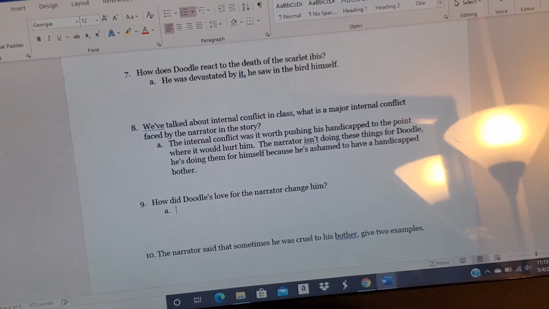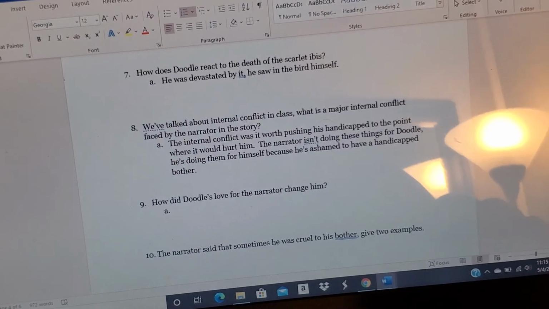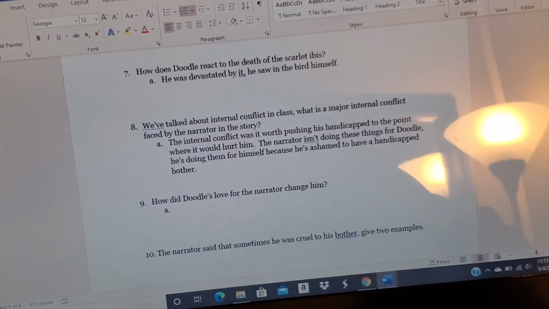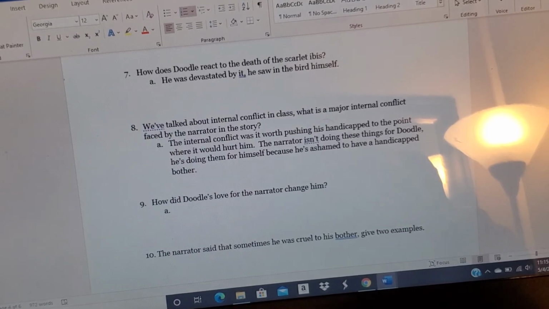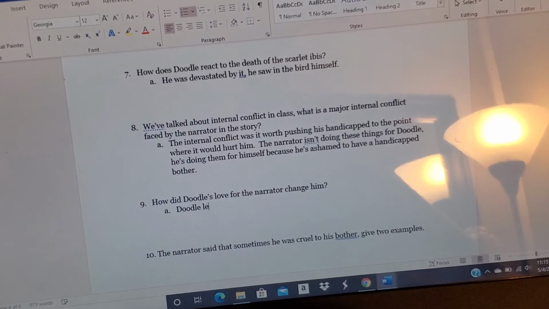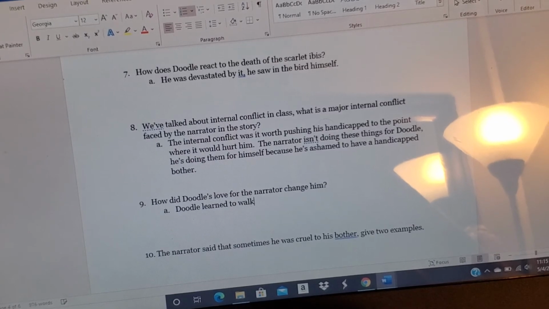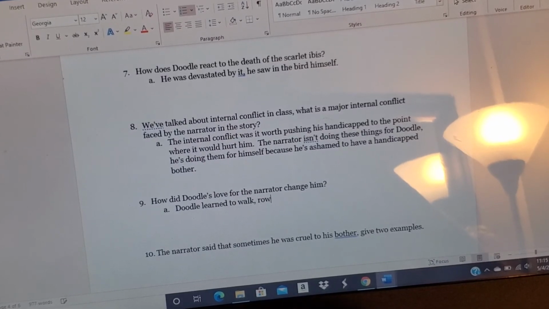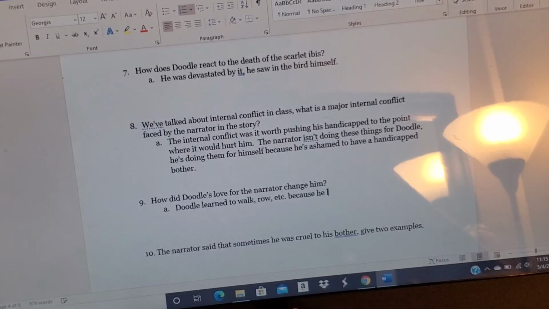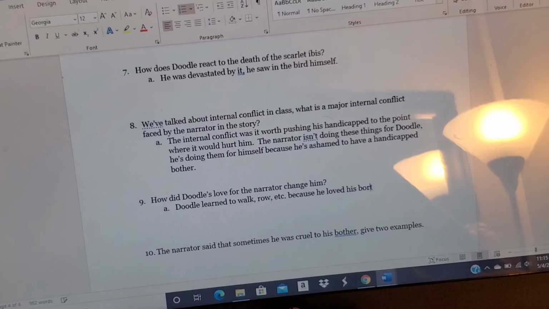How did Doodle's love for the narrator change him? Think about all the things that Doodle learned to do that no one ever thought he could do. Did he do it for himself, or did he do it because he wanted his brother to love him? He learned to walk, row, etc. because he loved his brother. And he wanted him to accept him.